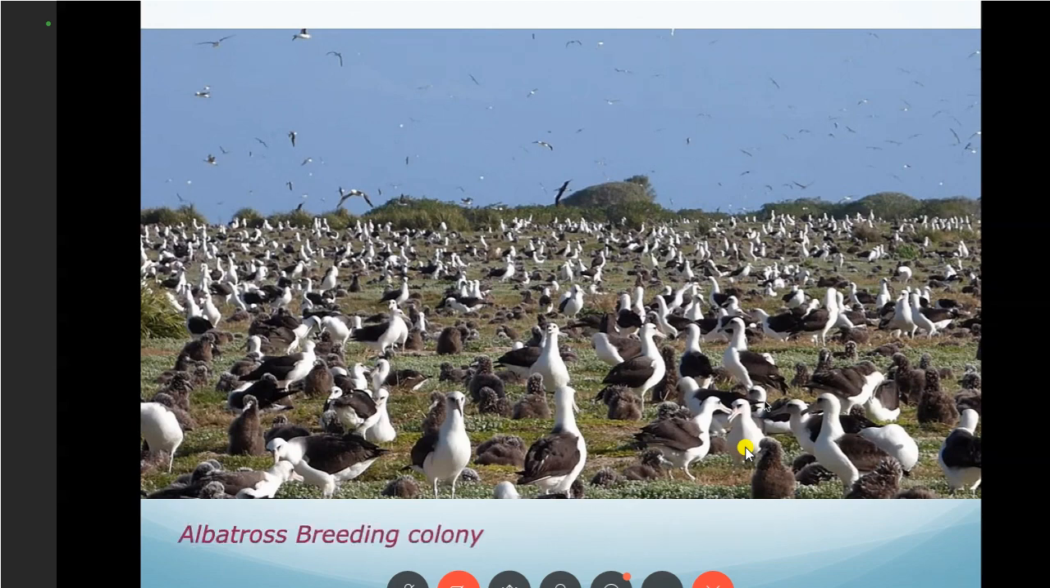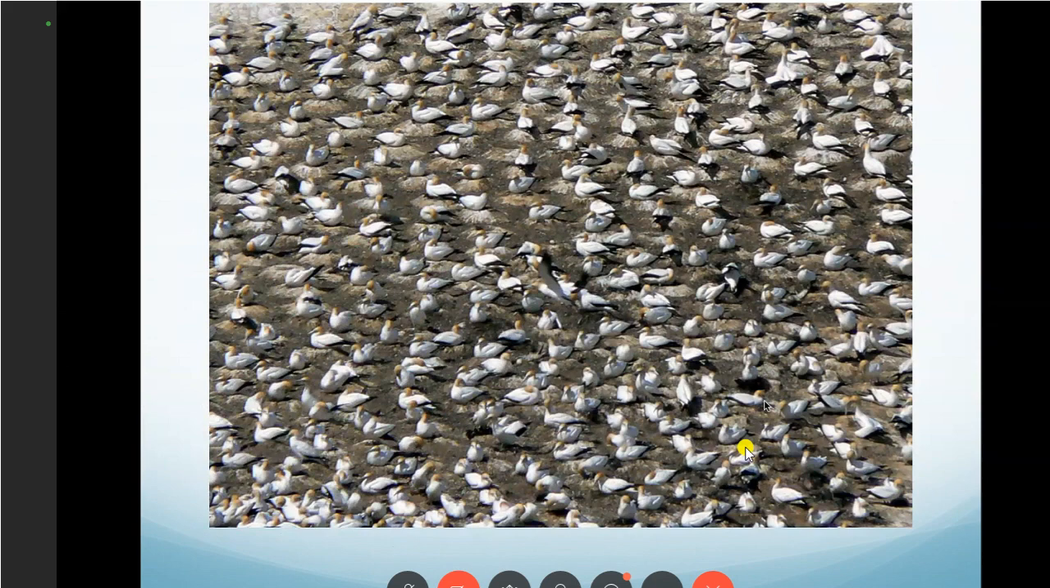I put another pic, and these are northern gannets. And look at this. Look at the sheer numbers that come all together and breed together. It's really a sight to behold. It's really beautiful.